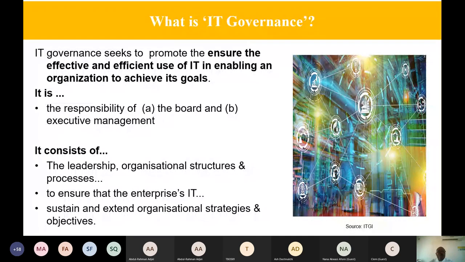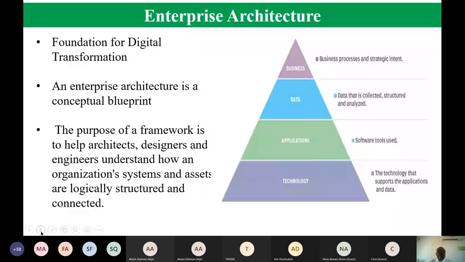You must also have a step or guide in moving your digital transformation. Understand that you need an enterprise architecture to define your digital transformation processes. An enterprise architecture is a blueprint. The way, if you have a parcel of land and you want to build a house on it, you identify your washroom and your living room and how they should be connected. The same way, you need to make sure that your organization's systems are logically structured and connected.